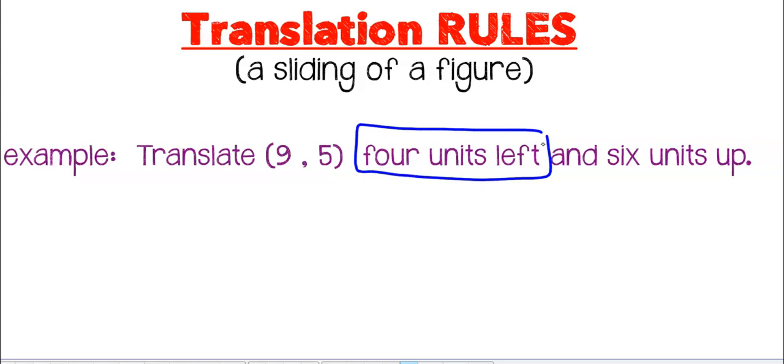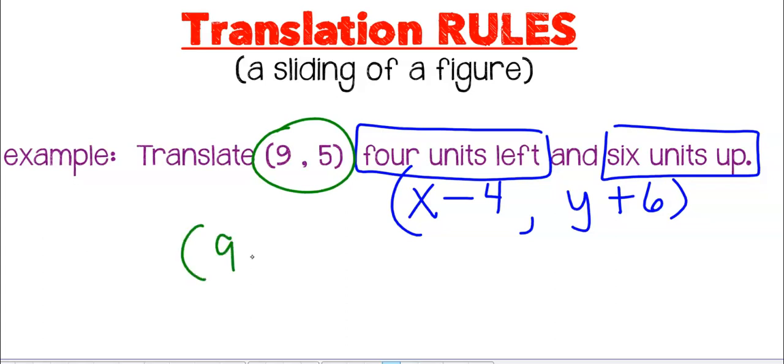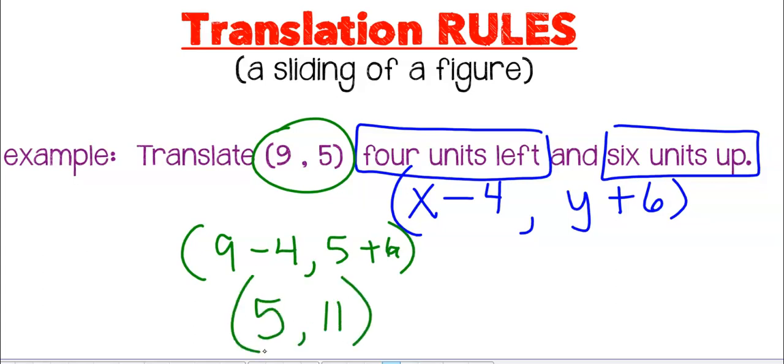You need to understand which coordinate this move affects. Moving to the left affects the x-coordinate. Since it is left, we're moving in the negative direction. So this would be the mapping notation for the first move. The second move is 6 units up, so that affects the y-coordinate, and up is in the positive direction. Now we have the math rule, and we can perform it on our given coordinate. So the math move is 9 minus 4 and 5 plus 6, giving us the answer of 5, 11.